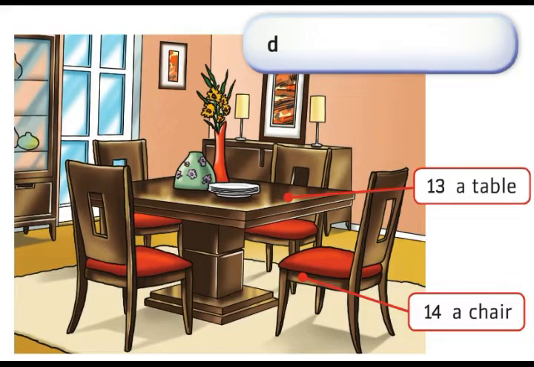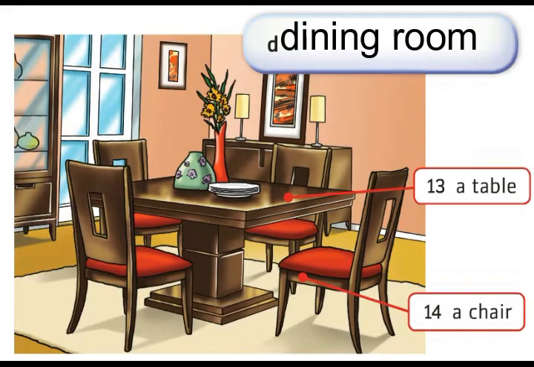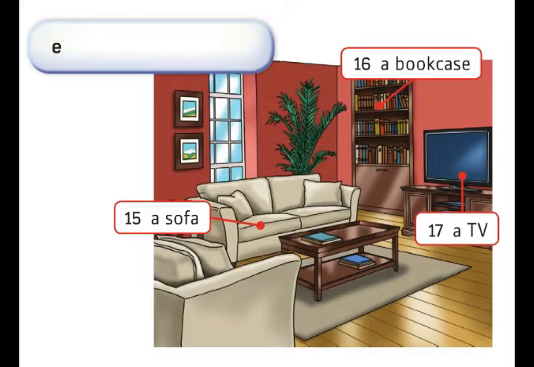The other space that we have is the dining room. As I told you, we usually have a table and a chair in order to eat in the dining room. Then we go to the living room. As I told you, it's the place to share with the family, to watch TV, to spend some time. So in this case, we have number 15, a sofa, where we can sit or sleep sometimes. We have 16, a bookcase, that is a piece of furniture where we store the books, the magazines, the textbooks. Number 17, the TV.